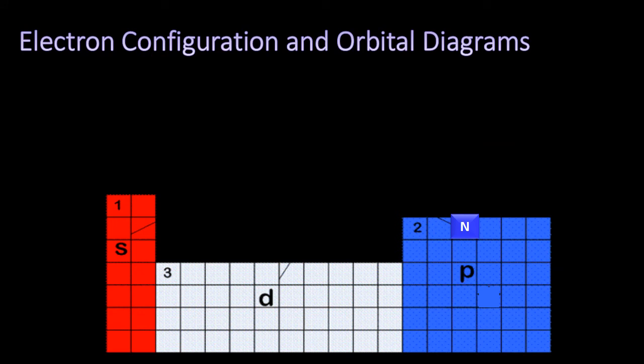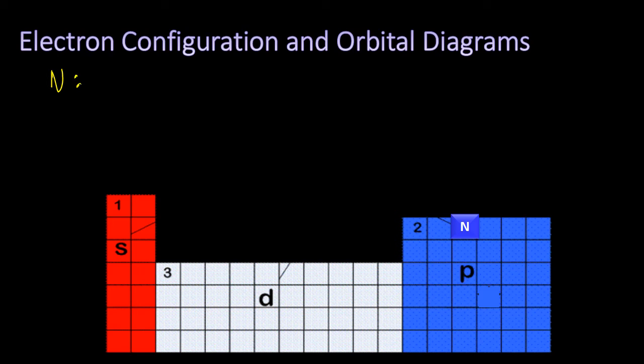Does your brain hurt yet? Really not trying to hurt it. Okay, let's try nitrogen. Would you please write the electron configuration for nitrogen? Place all 7 of nitrogen's electrons. Pause the video.